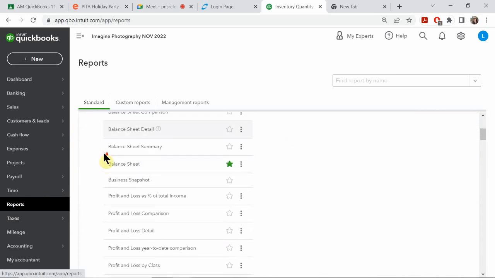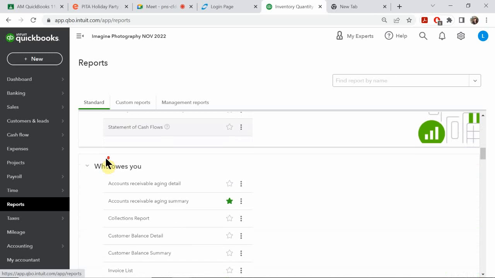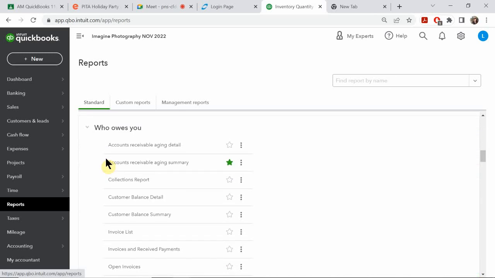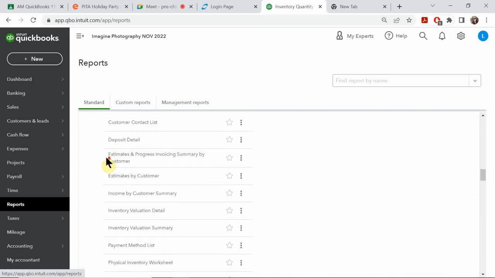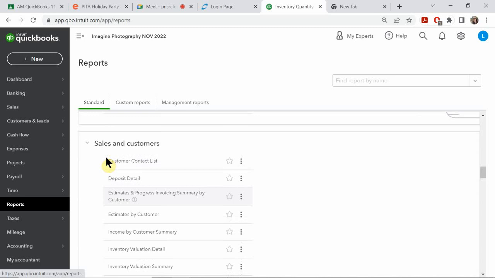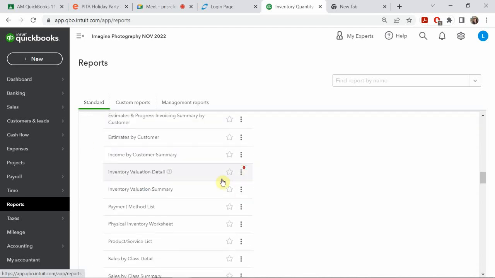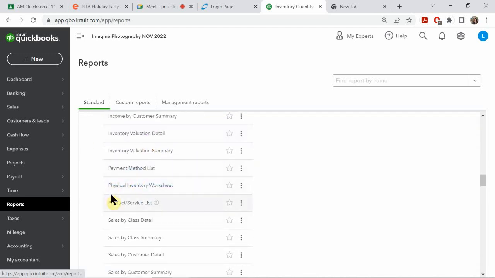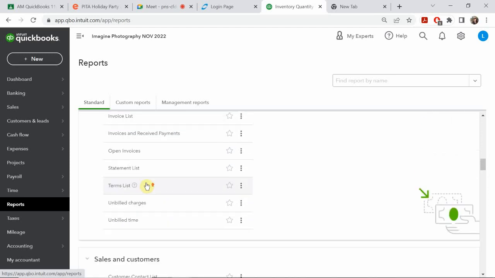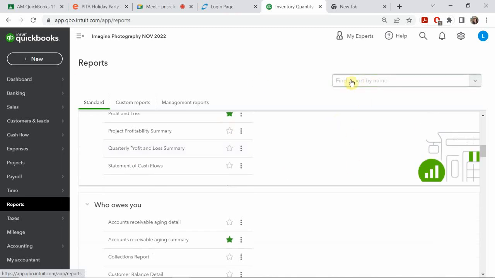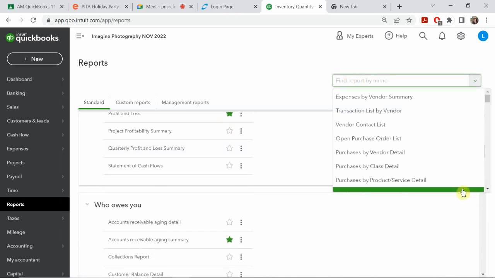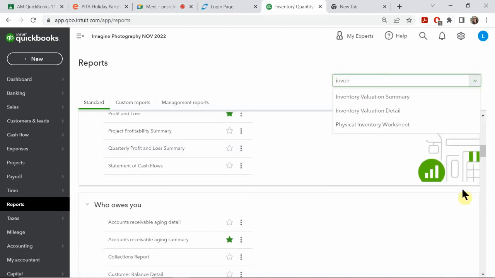So it would most likely be in your, let's see, it's going to be where you sell your products. So again, your physical inventory is most likely going to be in here. See, physical inventory worksheet. Or once again, if you are not patient enough to go through every single one of these, you can go ahead and just search it, right? I could just type in inventory, and this is what will pop up.